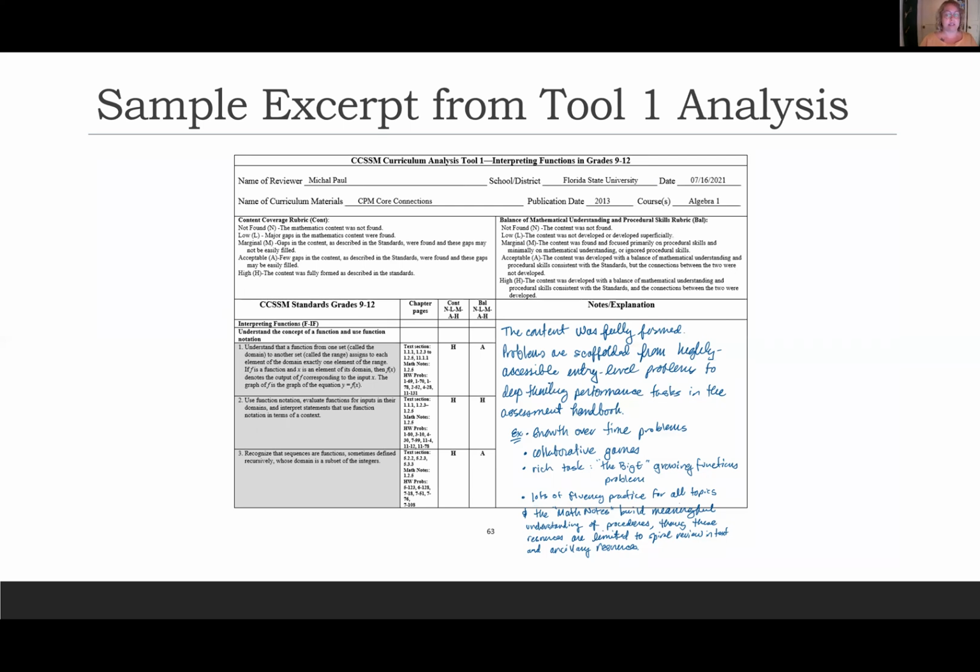I found the CCSSM content to be fully formed in the Core Connections Algebra text. Problems were scaffolded from highly accessible entry-level problems to deep-thinking performance tasks in the assessment handbook. For example, there were growth over time problems, collaborative games, and rich tasks like the Big E growing functions problem, in which students take a series of growing letters and look at how changes made to those letters occur as you continue to add blocks in a sequence of block patterns. There was additionally lots of fluency practice for all topics. In addition, the Math Notes section builds meaningful understanding of the procedures, though these resources are limited to spiral review in the text and to ancillary resources.